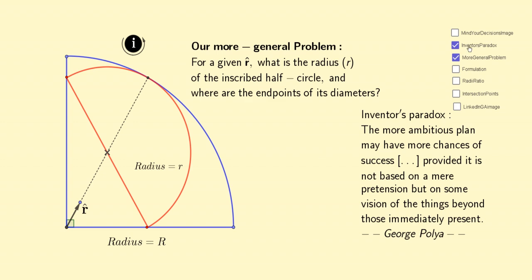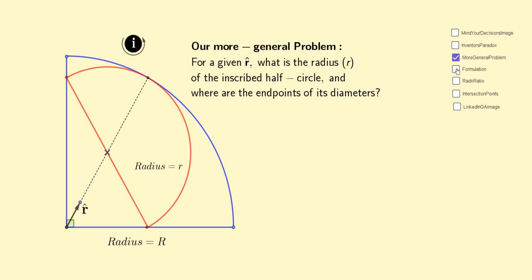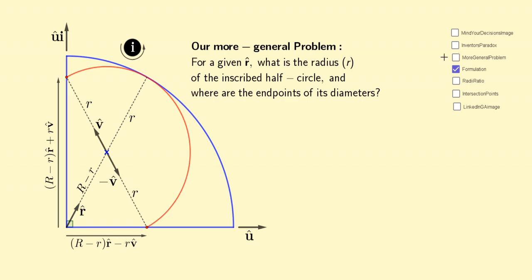So the way I formulated this problem is here. You can see that I defined u hat and u hat I, which we will be using only near the end of this video. And here is the direction of r hat. And also I've defined a vector v hat from the center of the semicircle out to the points of intersection here. So big R is the radius of the quarter circle. Little r is the radius of the semicircle.